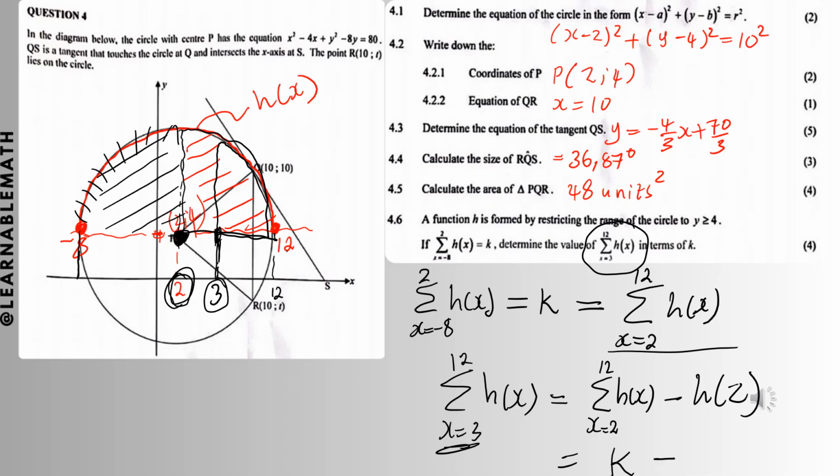So I remove h of 2, but we know that h of 2 there at that point P was (2, 4). So h of 2 will be what? What is the y value when x equals 2, which is 4 there, right? So it will be 4. So finally, from x equals 3 to 12, the sum of h of x will just be k minus 4.